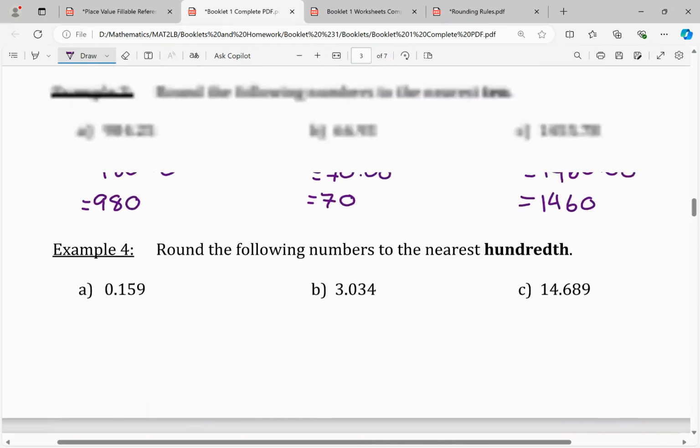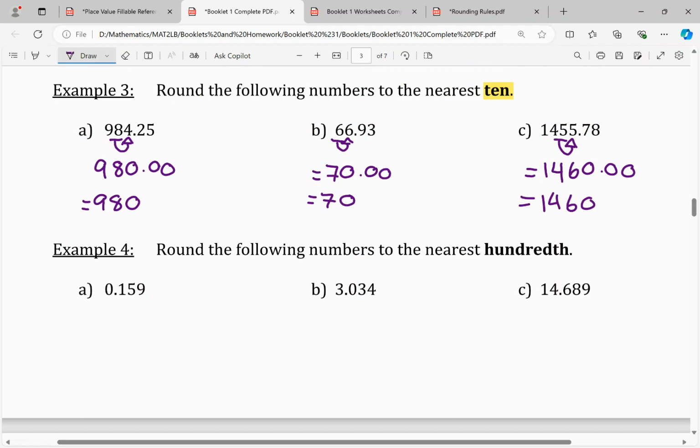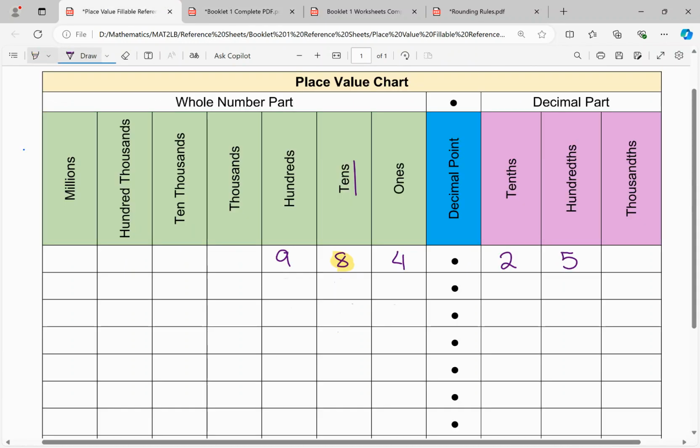The last example of today's lesson, we're rounding to the nearest hundredth. Not hundreds, hundredth. So what does that mean? Well, let's copy our first example into our place value chart and see. 0.159. Well, our hundredths column is right here, which I am trying to highlight. There we go. Our hundredths column is highlighted at the top.